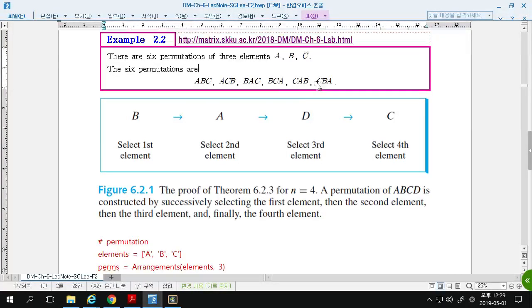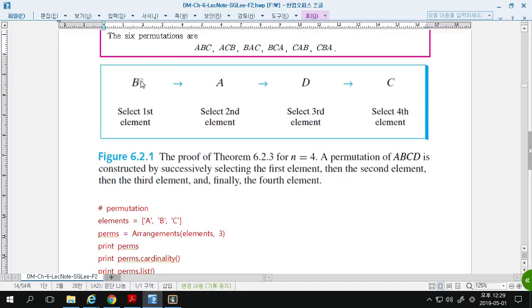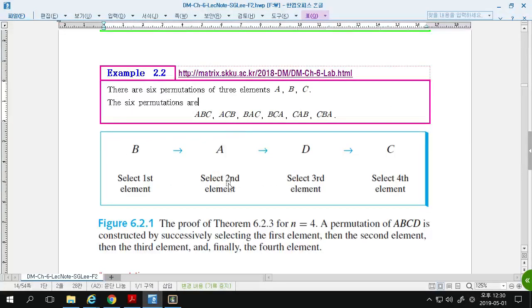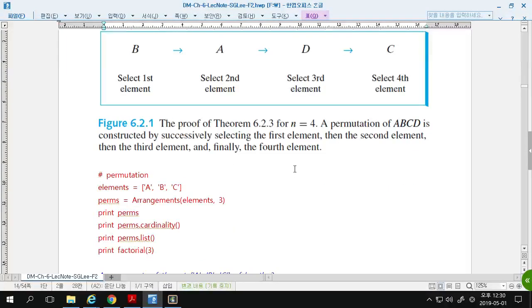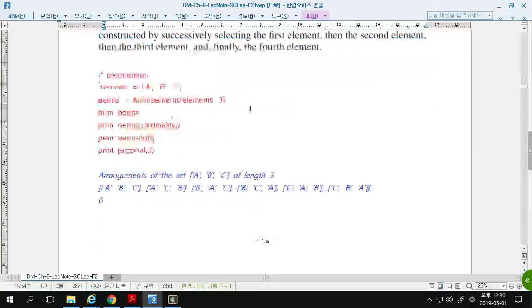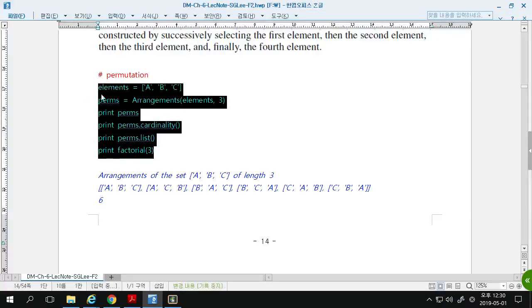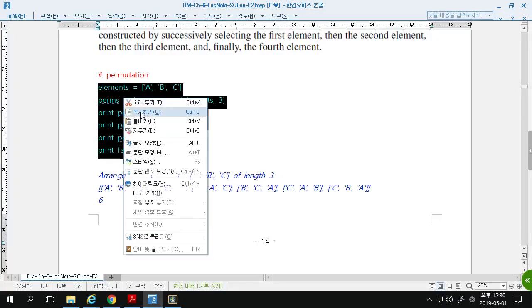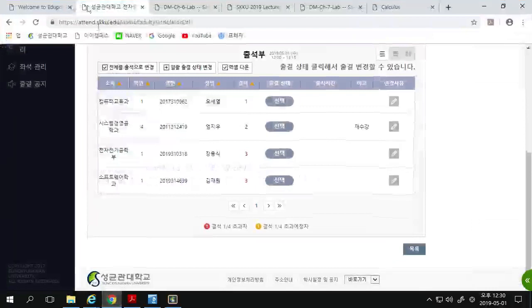Okay? First, we can have 3 choices, 2 choices, and 1 choice. When n is equal to 4, if you have A, B, C, D, then 4 choices, 3 choices, 2 choices, and 1 choice. So we're going to have 4 factorial. And this is the code for the permutations.